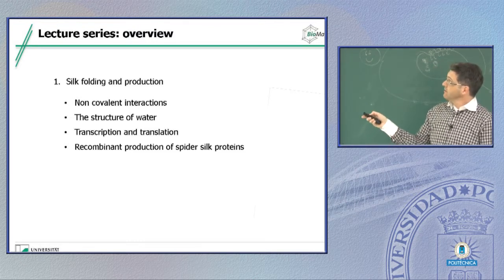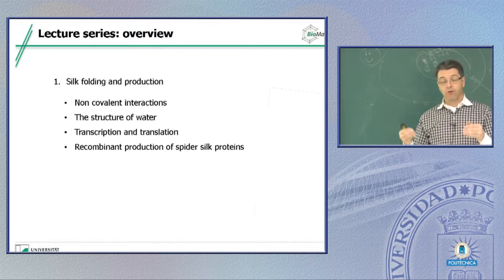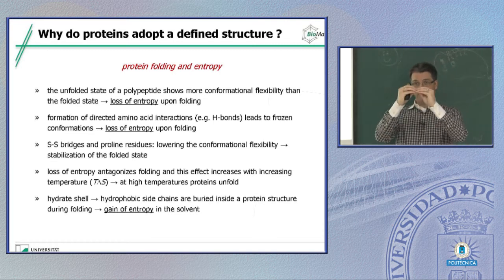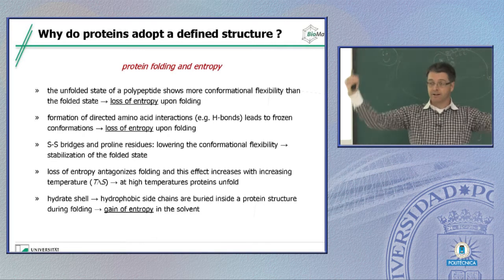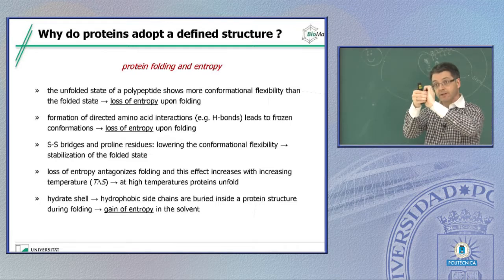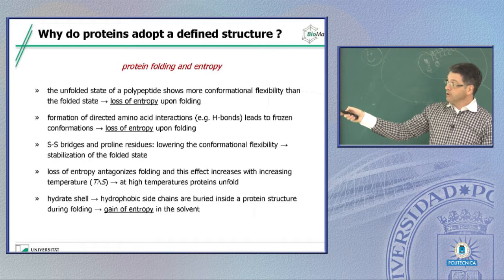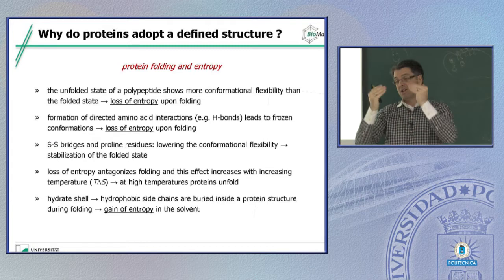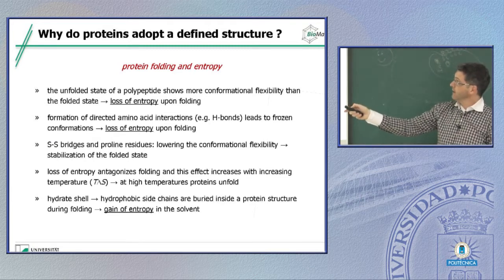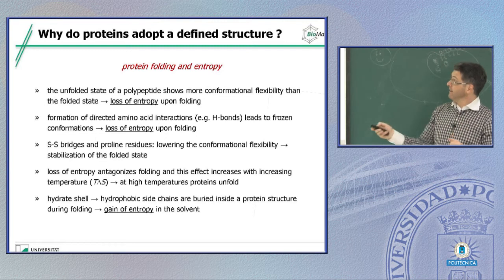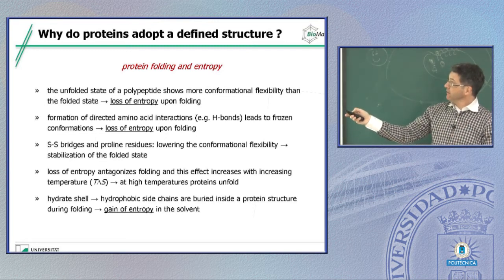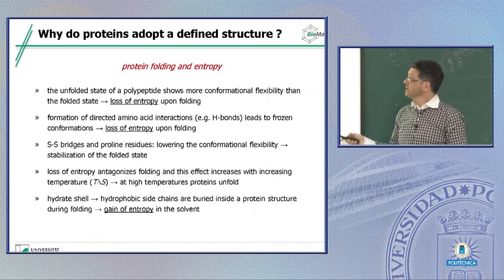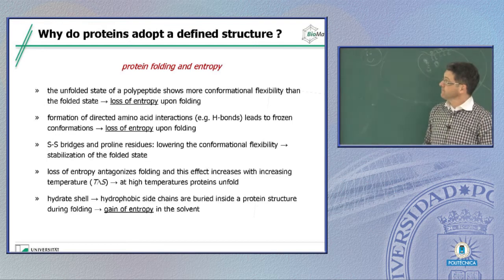we see that the unfolded state of the polypeptide has, of course, a higher conformational flexibility than the folded state. If you have an unfolded chain, it can tangle much more than if it's folded. But still, I told you that the folded or the native state is not a stiff structure. It still is flexible, but it's much less flexible than the unfolded state. What does this mean? Well, if a protein folds from the unfolded to the folded state, it loses entropy. This is very important. It loses entropy upon folding.